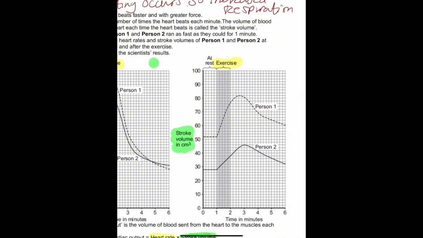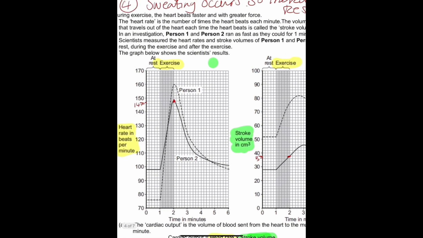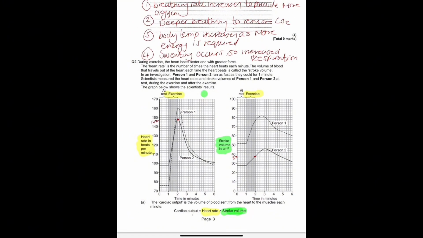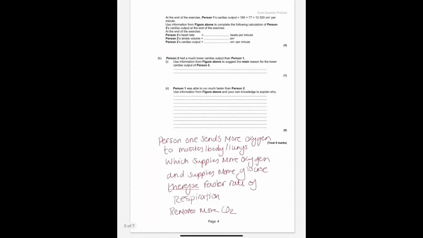So the stroke volume for person 2 is going to be 38. It's going to be over here. Okay, so that's going to be 38. So the value here was 148, and this one's going to be 38. So I've got this information from the graph, and now I'm going to do the calculation.